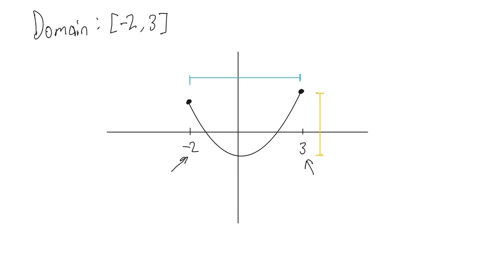If the dots at the end are filled in, as shown, it means those x values are included in the domain. But if the graph has open circles, like this, then when writing the domain, we use parentheses instead of brackets to show that we don't include those endpoints in our domain.